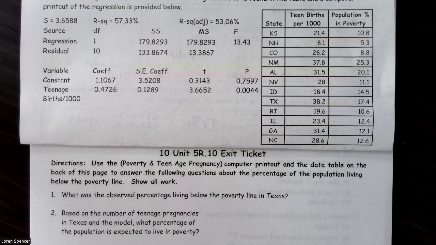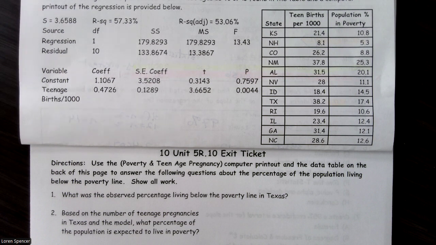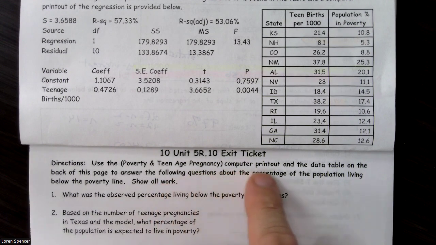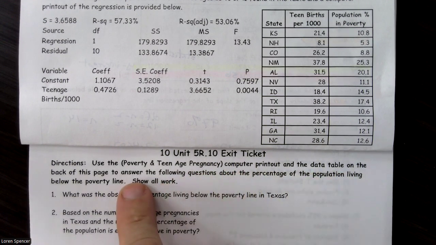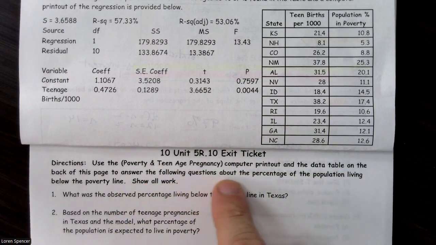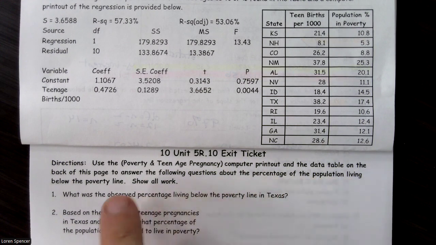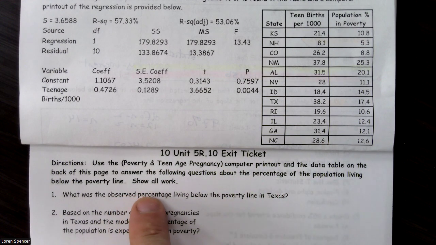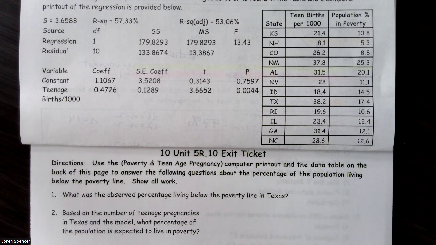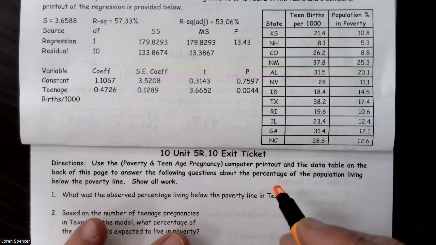This is an exit ticket on residuals, specifically poverty and teenage pregnancy. Use the poverty and teenage pregnancy computer printout and data table on the back of this page to answer the following questions about the percentage of the population living below the poverty line. Show all work.